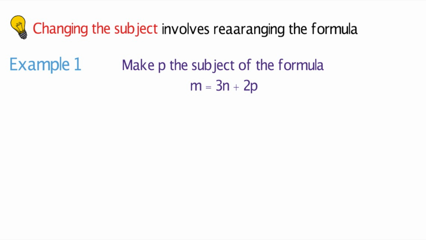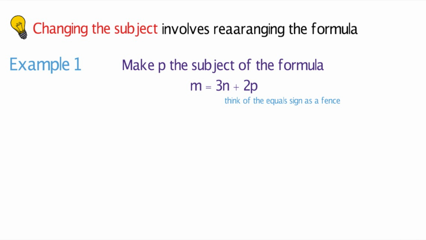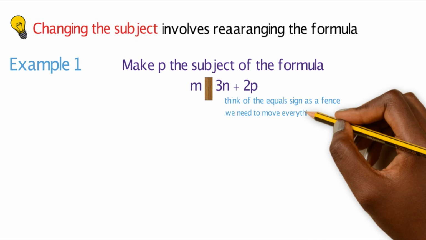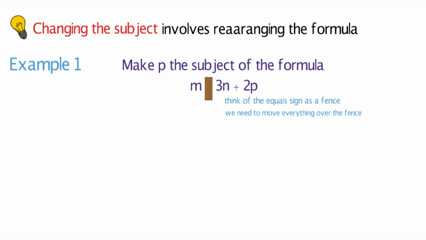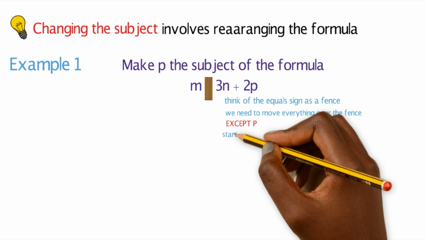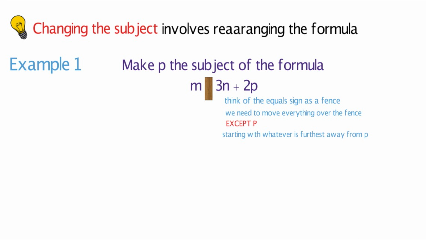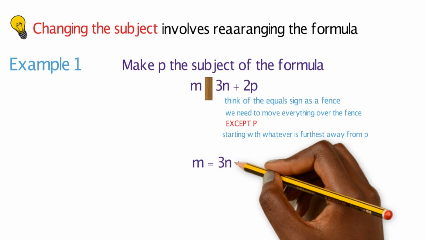m equals 3n plus 2p, first of all, I would think of the equal sign as like a fence, right? Let's get a bit creative. So imagine you've got a fence there. So when you're making something subject, you're basically going to end up moving everything on the same side as the letter that you're making the subject over to the other side, except P in this case. So you always start off with the thing that's furthest away from whatever you're making the subject. So in this case, it's P.